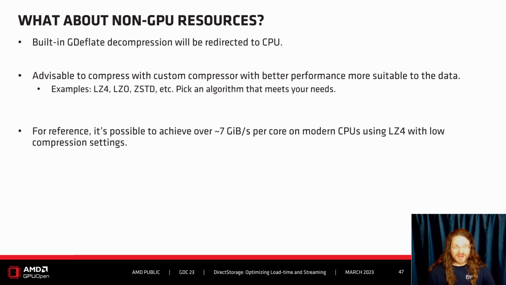It won't perform nearly as well as the built-in one. So again, about non-GPU targeted resources, anything that is just targeted for the CPU, if it uses GDeflate decompression, will do the GDeflate decompression on the CPU, and that may not be optimal performance. I would definitely advise to compress the data using the custom compression technique for better performance that is more suitable to that data. Some techniques, for example, would include LZ4, LZO, ZSTD, etc. Just pick one that meets your needs. And for reference, it's possible to achieve over 6 gigabytes per second per core on modern CPUs using LZ4 with low compression settings.